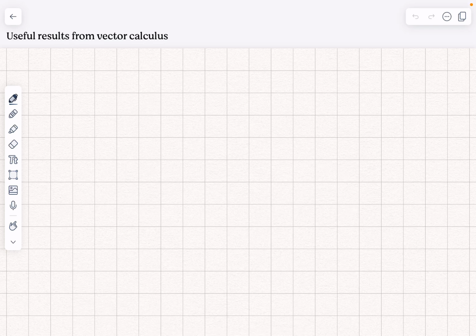I'm going to go through some useful results from vector calculus as they apply to electromagnetism. We're going to start by considering the gradient of 1 over r. Remember that we're thinking about 2 points because we're generally considering a field at a point r1 due to some kind of source at a point r2.